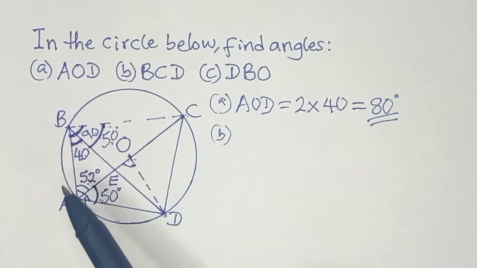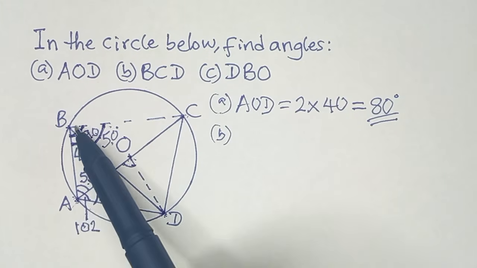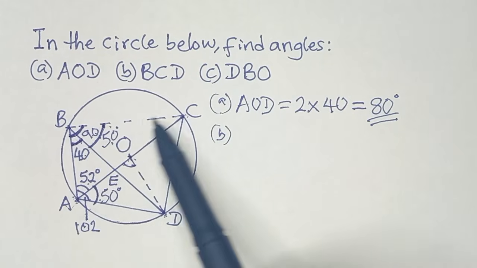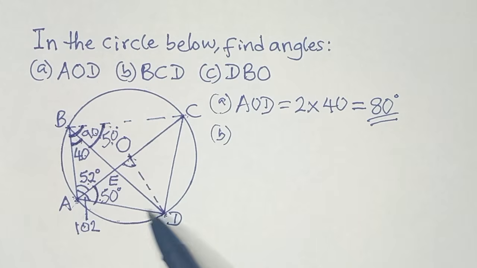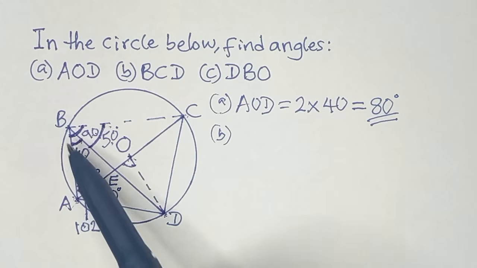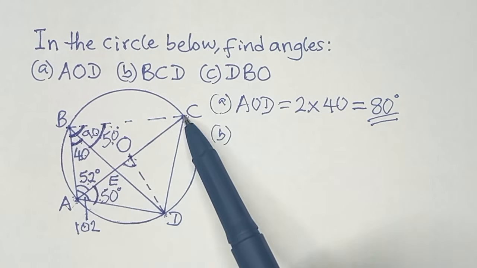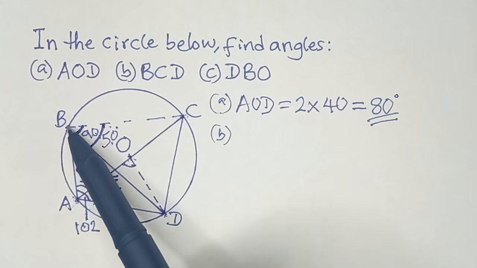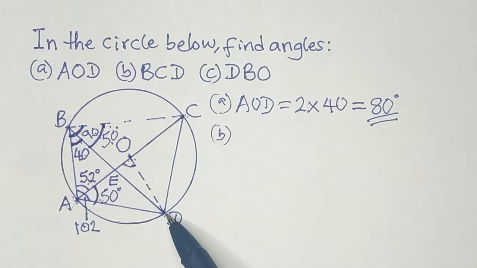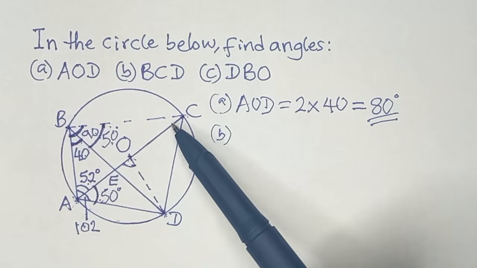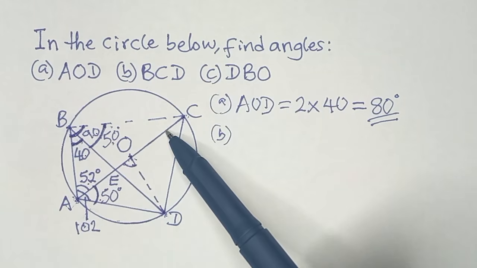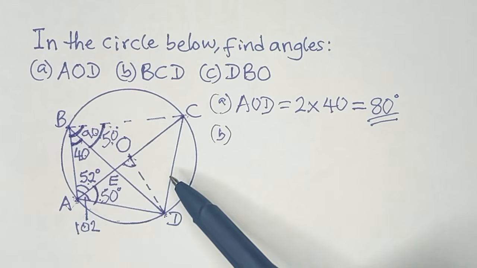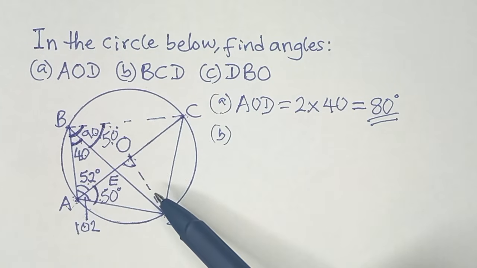Then let's not forget that this shape ABCD is a four-sided shape that is a cyclic quadrilateral. Why is it a cyclic quadrilateral? Because all the vertices are on the circumference of the circle. So that type of quadrilateral is called a cyclic quadrilateral. And the opposite angles of a cyclic quadrilateral are supplementary, meaning that the opposite angles add up to 180 degrees.